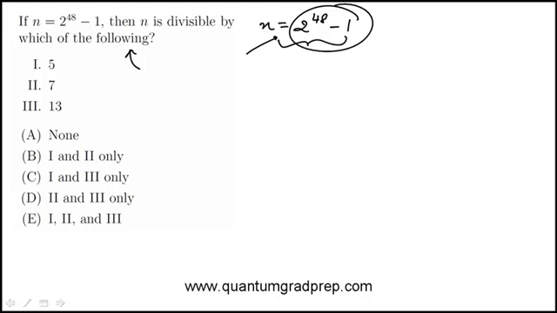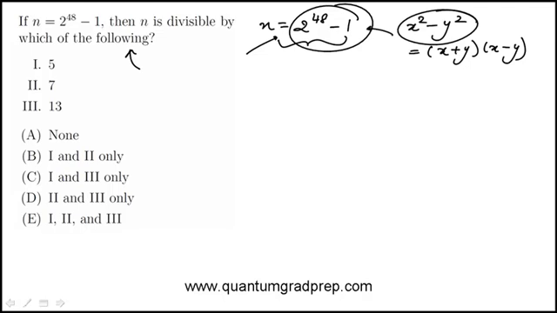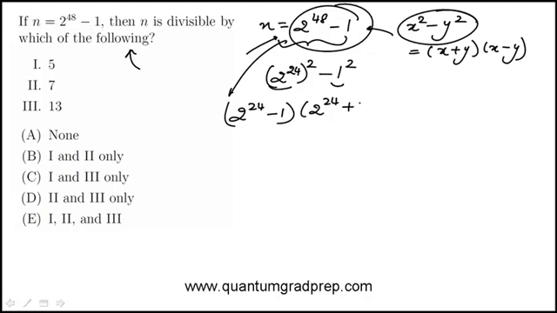And one of the important tools is the difference of squares identity: x squared minus y squared is x plus y times x minus y. The key is to notice this pattern here, because it's really 2 to the 24 squared minus 1 squared. So that is your x, and this is your y. We can write this as 2 to the 24 minus 1 times 2 to the 24 plus 1.